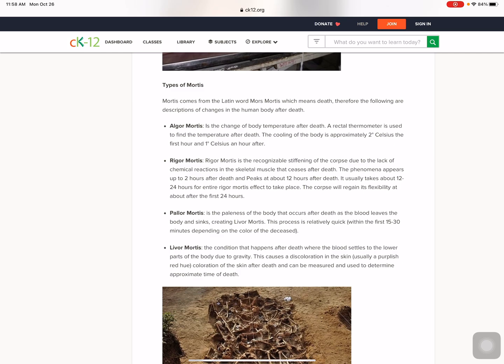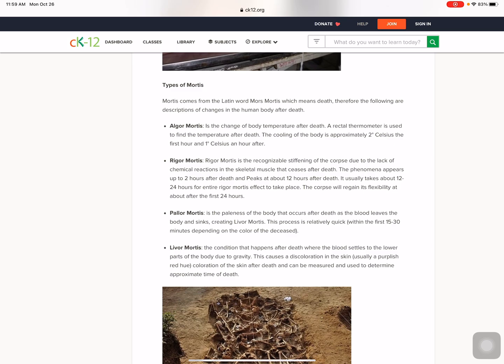Rigor mortis is the stiffening of muscles. Every muscle in the body will contract with all of the chemistry primed and ready with the ATP to fire off muscles. So after death, there's no nerve impulses. So gradually, it takes several hours. Usually hits full rigor within about 12 hours, and that will last another 12 hours going into the second day. Then all of the chemistry is used up in the muscles and the body will go limp again.